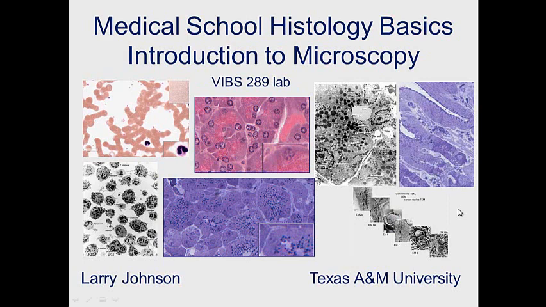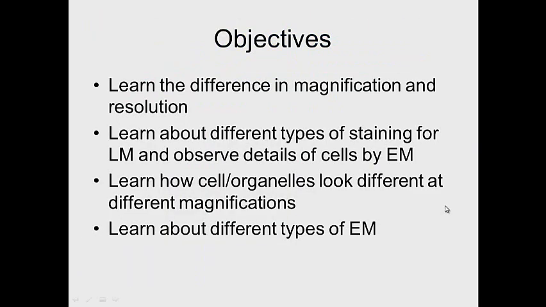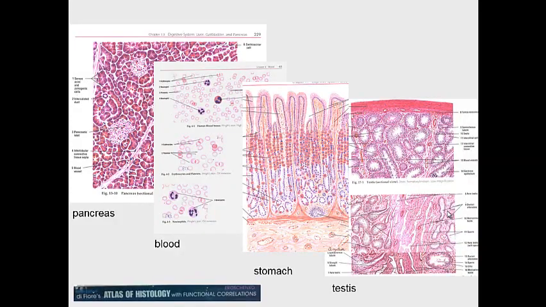Medical School Histology Basics, Introduction to Microscopy. Hi, I'm Larry Johnson. I'm a professor at Texas A&M University, and today we're going to talk a little bit about microscopy. We want to look at differences in magnification and resolution, to learn about different types of staining at the light microscopic level, and some things about details that we see at the electron microscopic level. Learn how cells and organelles look different at different magnifications at the electron microscopic level, and to learn about differences in different types of electron microscopic images.